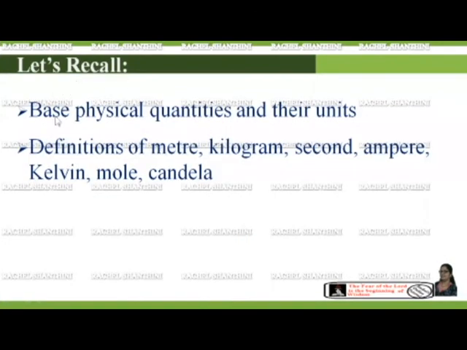Now, students, let's recall what we have discussed in this session. We have discussed the base physical quantities and their units and symbols. We have discussed the definitions for SI base units: meter, kilogram, second, ampere, Kelvin, mole, and candela. We have discussed the prefixes used in the SI system.